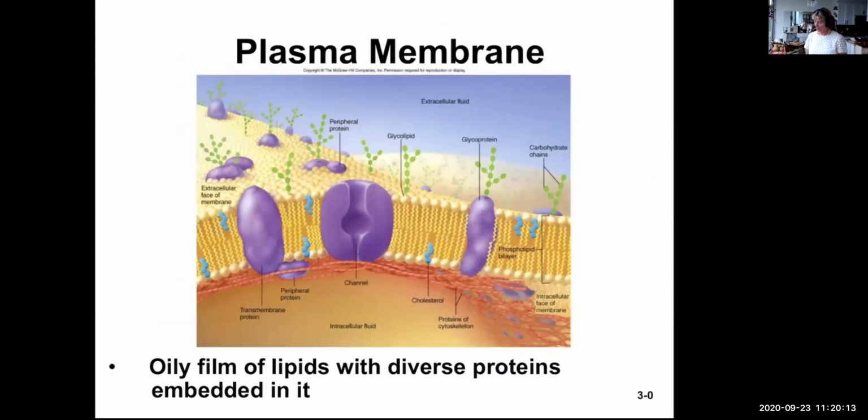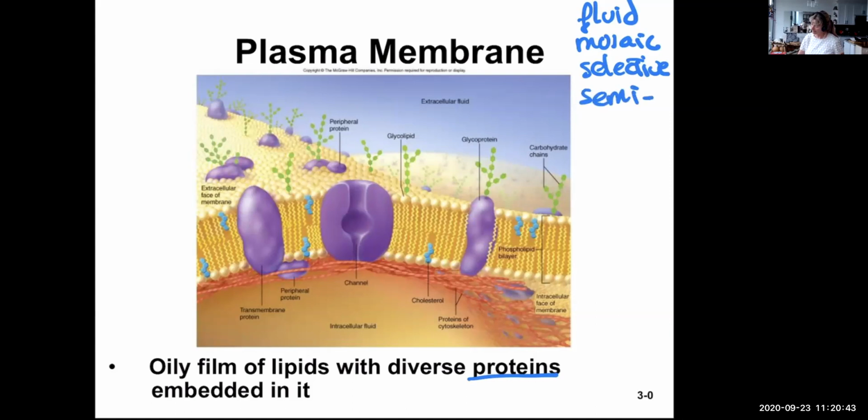It's a mosaic. So the plasma membrane is fluid. It's not solid. It's a mosaic of various structures, lots of proteins. It's selective. Not everything can get in a cell, and it's semi-permeable. Some things are just simply too large to pass through the cell membrane.